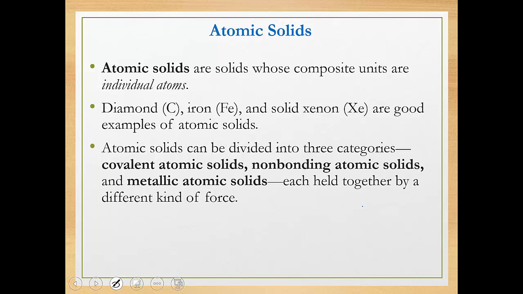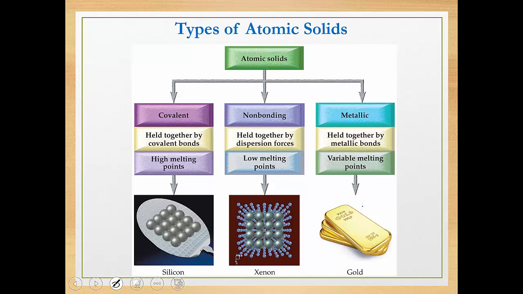Atomic solids can be divided into 3 categories. So we're dividing and subdividing here. But if you're talking about an atomic solid with an element, you can have covalent atomic solids, non-bonding atomic solids, and metallic atomic solids. Okay, and there's a slightly different force for all of those. The metallic is the most common, of course. All right, so there's your summary of atomic solids.